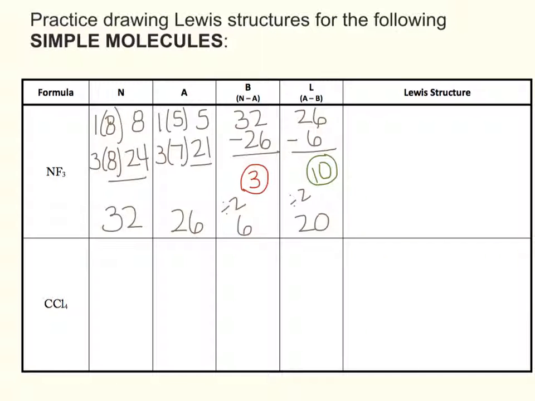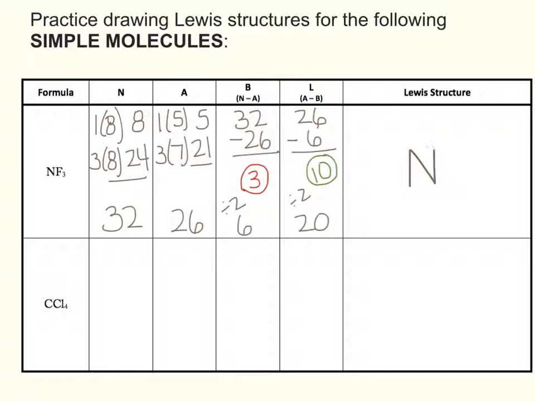When determining the arrangement of the skeletal structure of the Lewis structure, what we need to realize is the least electronegative element is the central atom. This is never hydrogen or a halogen because they can only form one bond. If carbon is present, carbon will always be center. Looking at NF3, nitrogen is the least electronegative element. It is the one that can form the most bonds.